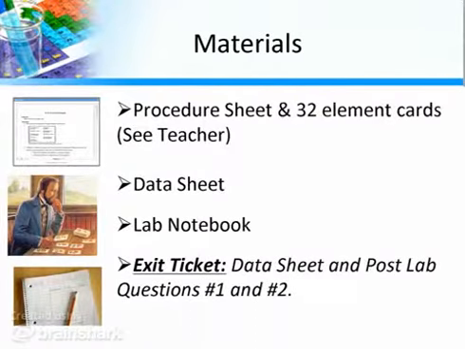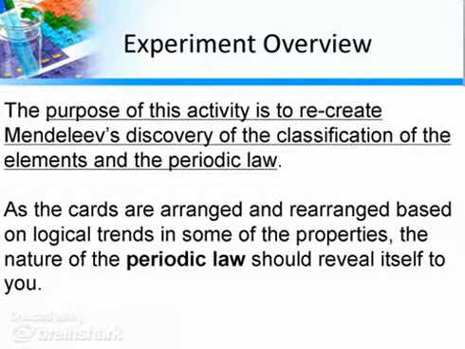If you have not already talked to Mr. Fain or to me, you need to pick up a procedure sheet and a set of 32 element cards. You will need to get a data sheet, and you will need to have your lab notebook. The exit ticket for this activity is the data sheet and the post-lab questions number 1 and number 2. Read the experiment overview and then proceed to the next slide.